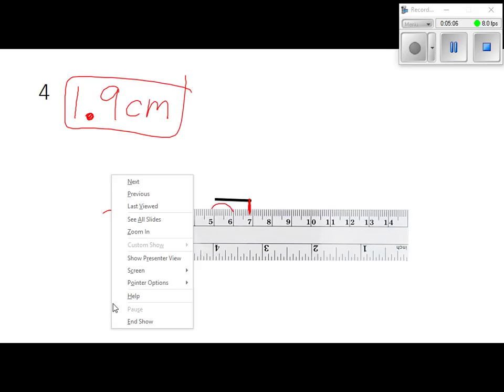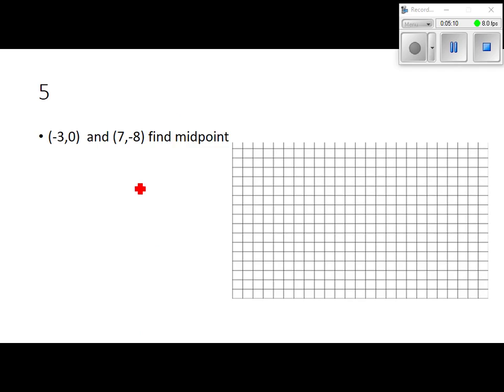Number 5 says find the midpoint. If it helps you, you could graph this. That's totally up to you. I probably would not graph it. But if you want to, you can. We've got the points (-3, 0) and (7, -8).